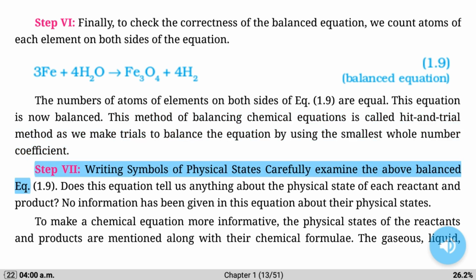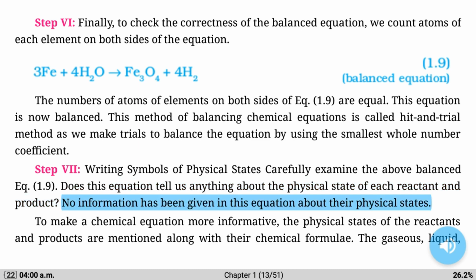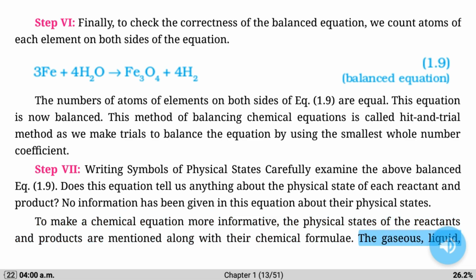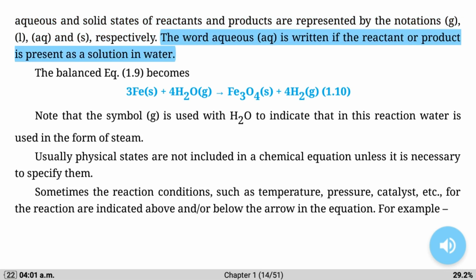Step VII. Writing symbols of physical states. Carefully examine the above balanced eq 1.9. Does this equation tell us anything about the physical state of each reactant and product? No information has been given in this equation about their physical states. To make a chemical equation more informative, the physical states of the reactants and products are mentioned along with their chemical formulae. The gaseous, liquid, aqueous and solid states of reactants and products are represented by the notations (g), (l), (aq) and (s), respectively. The word aqueous (aq) is written if the reactant or product is present as a solution in water.